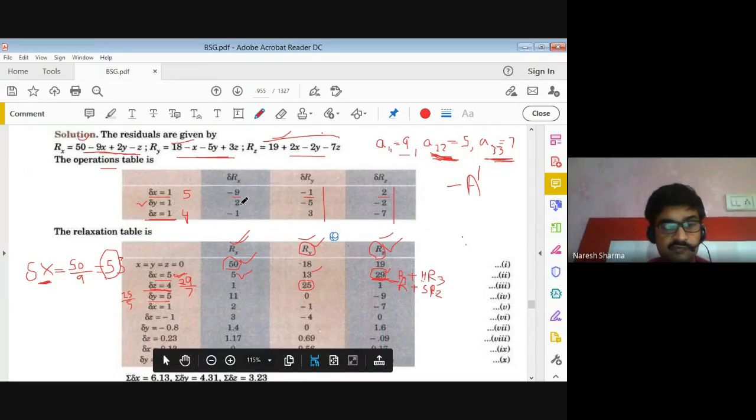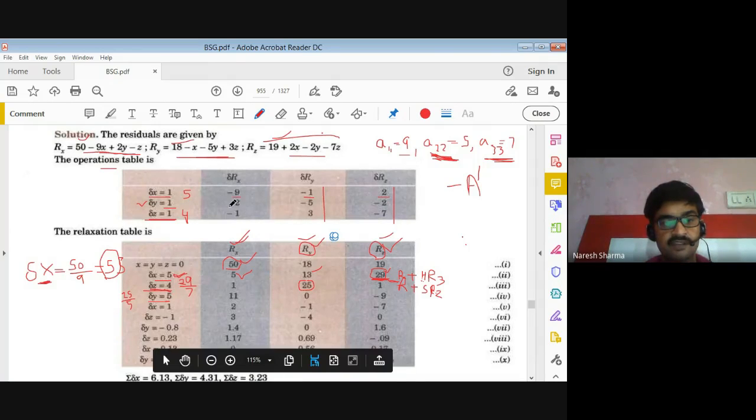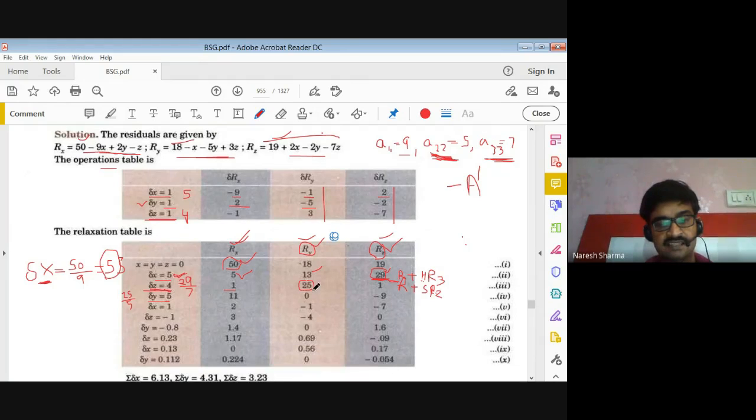If you multiply this by 5, we multiply because here the change is given for 1 unit. So what we require for 5 units. Multiply this by 5 is 10. So we add 10 in 1, that is 11. Here we multiply this by 5 is 25. Add in this, minus 25 plus 25 is 0.